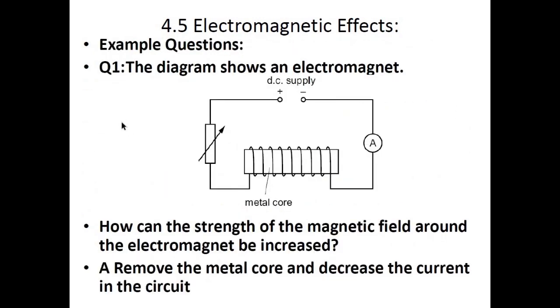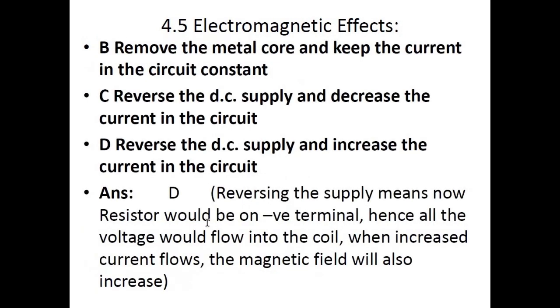The diagram shows an electromagnet. How can the strength of the magnetic field be increased? A. Remove the metal core. No, that is not possible. B. Remove the metal core. Again, not possible.